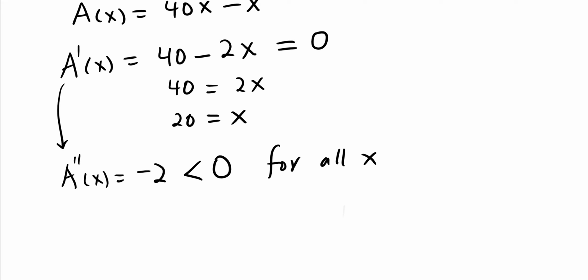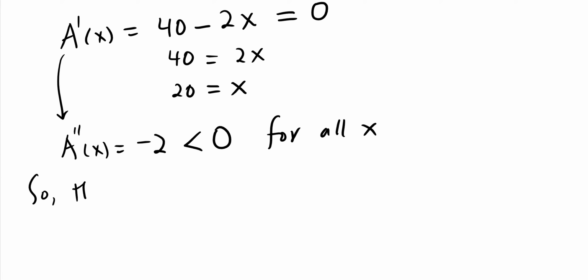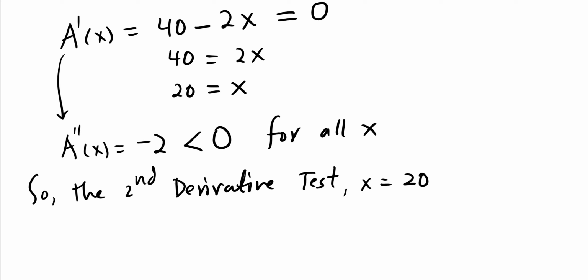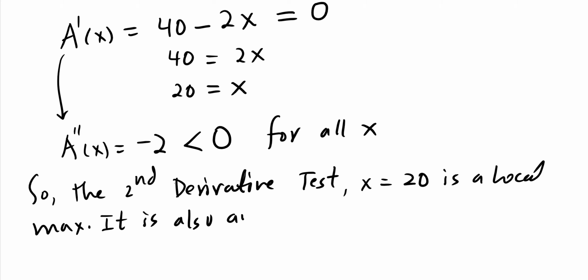The graph concaves downward. So by the second derivative test, x equals 20 is a local maximum. And in fact, it is also an absolute maximum. So that's the x that will maximize it throughout all its interval or its domain. So it's also an absolute maximum.